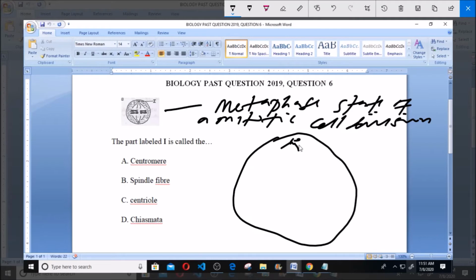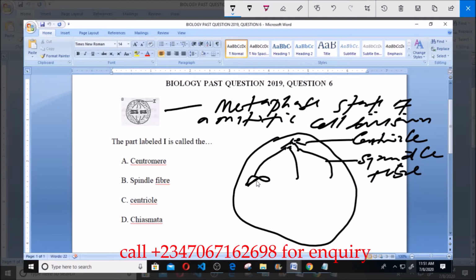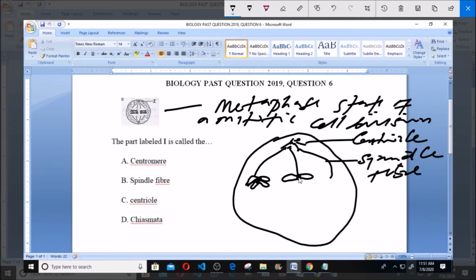At the top, you have the central, you have the spindle fiber, at the equator you have the centroma, at the equator you have the centroma.